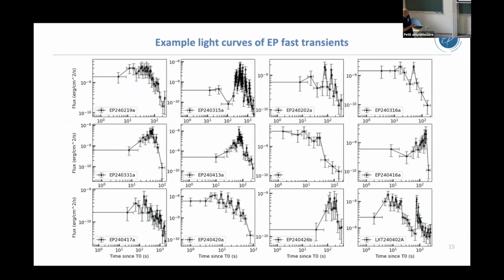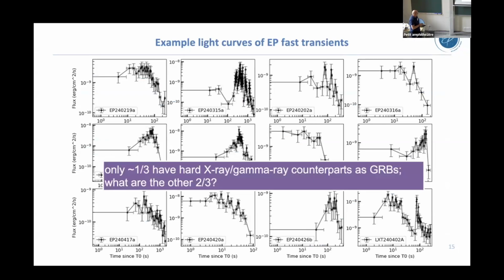So here are some light curves of some of the transients I already showed. They pop up and then fade away most of the time. But as I said, only a third of them have gamma ray counterparts. So what are all the others, the two thirds of the transients? Probably X-ray rich gamma ray bursts, or we don't know yet. I think we need quicker follow-ups at other wavelengths.